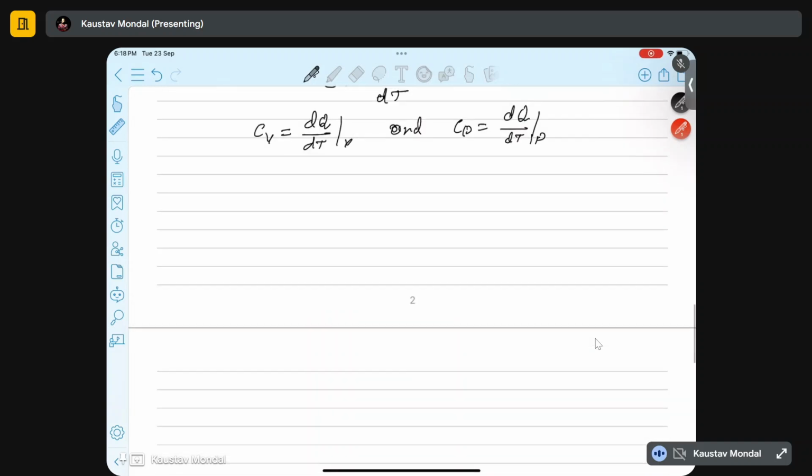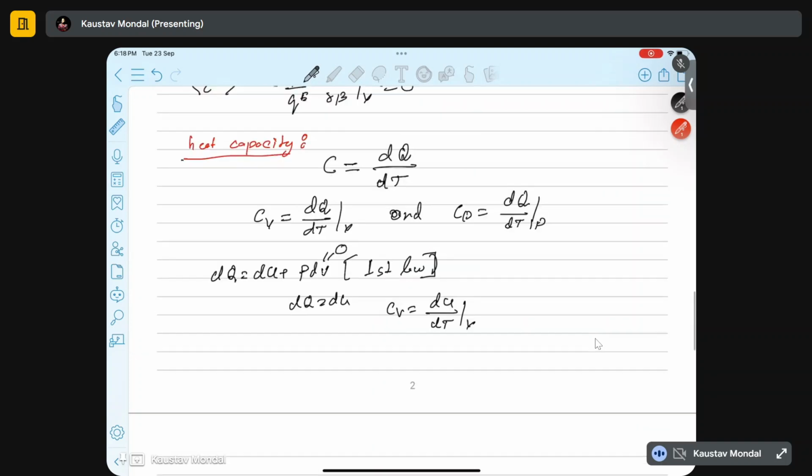Now for the case of constant volume, we know that dq equals dU plus p dV, right? Now this we know from the first law. Sorry, second law. No, it's the first law actually. So for the first law, this we know. Now, if you take volume constant, this term is 0. So dq equals dU. So you can rewrite this Cv as dU by dT at constant volume instead of dq, right?